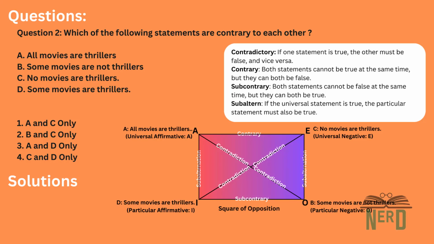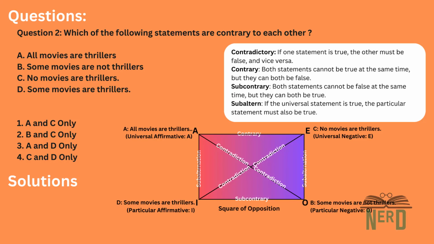Explanations. Understanding contrary. Two statements are contrary if they cannot both be true at the same time, but they can both be false. Given statements. A. All movies are thrillers. This is a universal affirmative statement, or A statement. All S are P. B. Some movies are not thrillers.